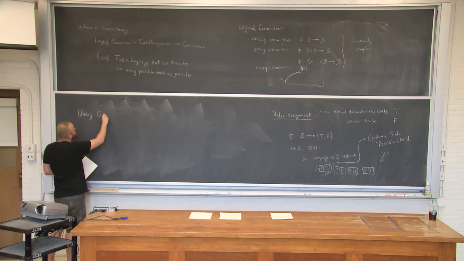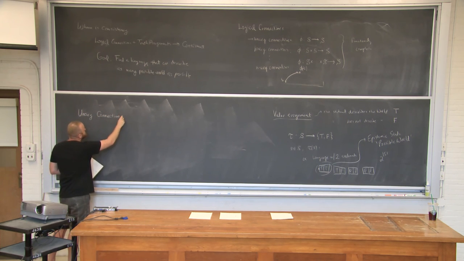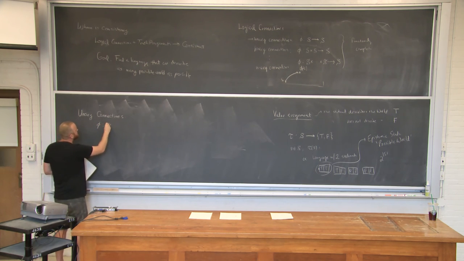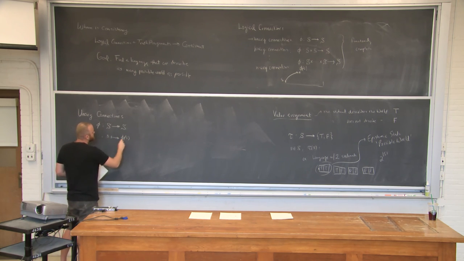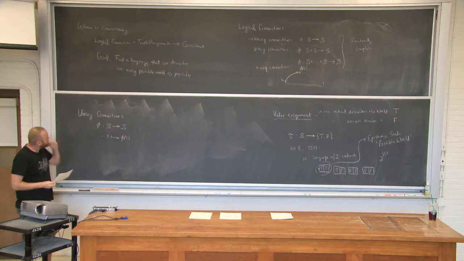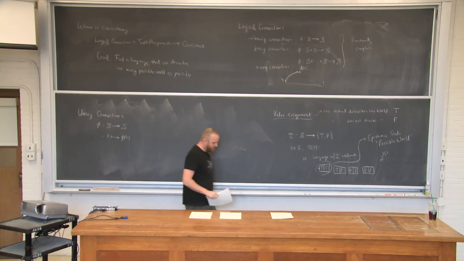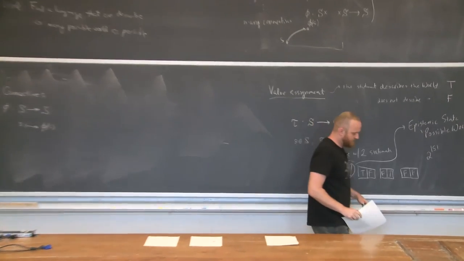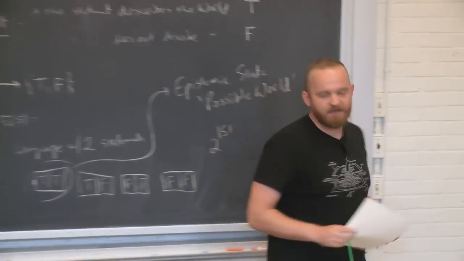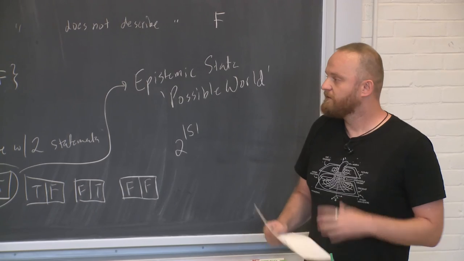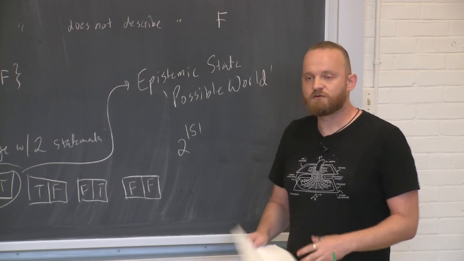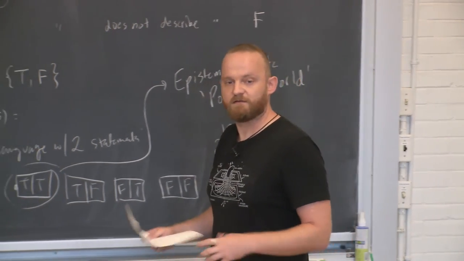So, unary connectives. These are connectives that take a single statement, map it to another statement. So they take S and they map it to phi of S. Now, what does it mean for a logical connective to be consistent? It means that the dependence on the statement of the logical connective should only rely on the truth value of the statement itself.